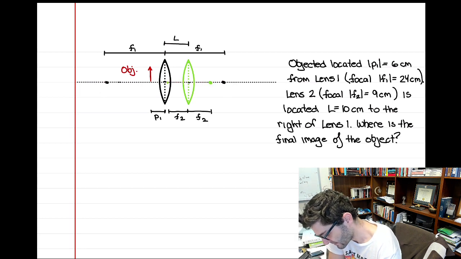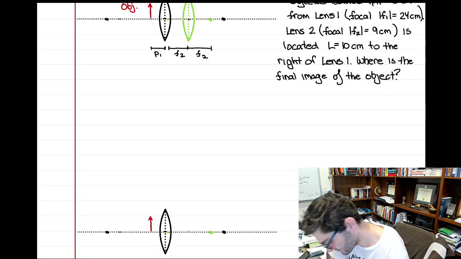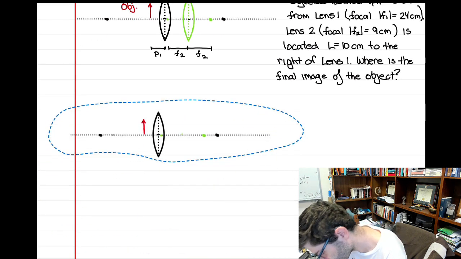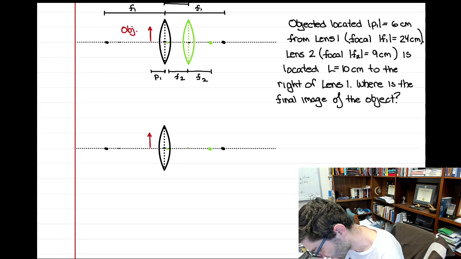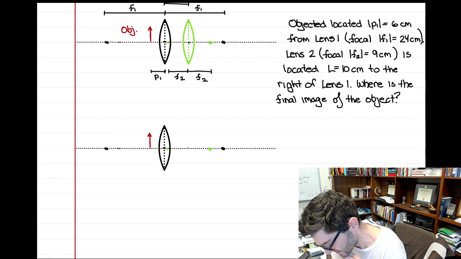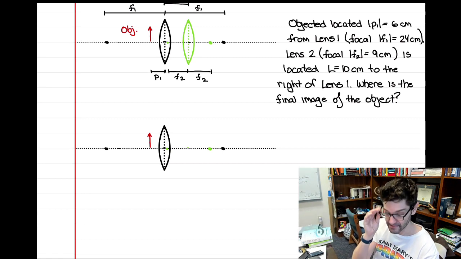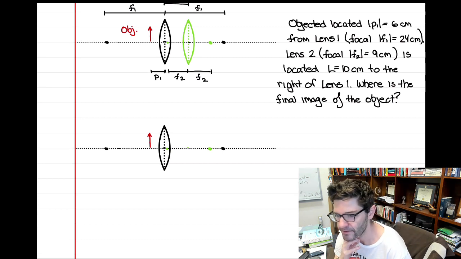Where is the final image of the object? Again, if your eyeball is over here. All right, so again, we do this in stages. So the first stage is let's take the black lens as lens 1, and then the green as lens 2. Ultimately, to get to your eye, it has to go through both. And the nice thing is that you get the right answer as if you just pretend there was only one lens at a time. So we could start first with ray tracing, and then actually do some calculations.